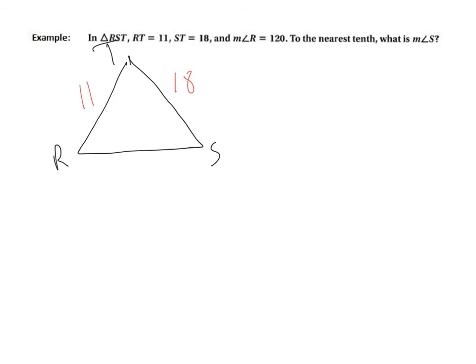Okay, our next example is very similar, but in the end it's going to have one major difference. Now our triangle is RST, so again I just draw a triangle in there. I don't really worry about making it to scale. This will be R, S, and T. In this question they tell me that RT is 11. They tell me that ST is 18, and that angle R is 120. And we want to know what angle S is.